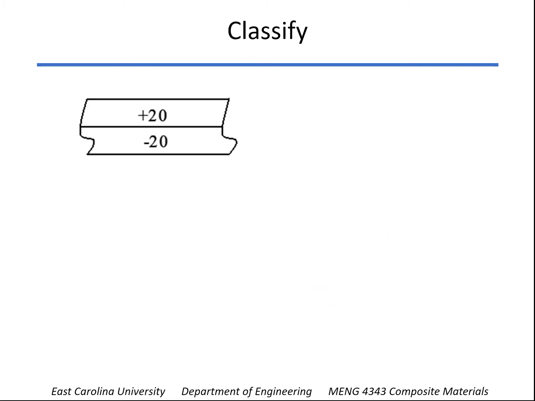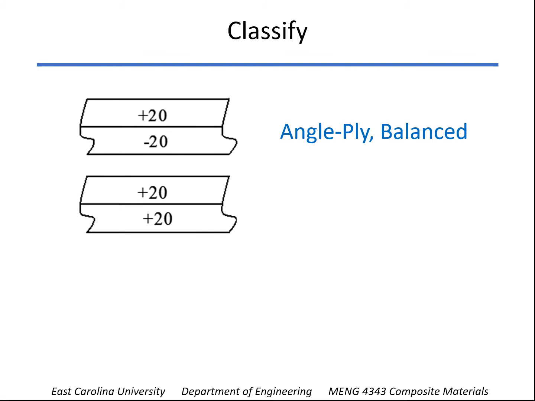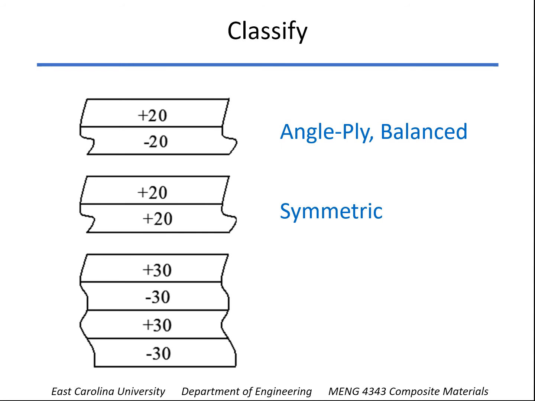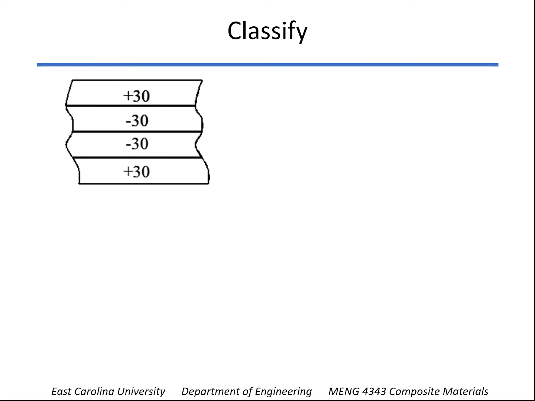So let's look at a couple of those. Here's a plus 20 and a minus 20. Well, that's an angle ply. It's also balanced, but it's not symmetric. This one with the two plus 20s is going to be symmetric. And so here we have 4 layers, and again, it's going to be balanced. You have a minus 30 for every plus 30, and it would be called an angle ply, but you notice it's not symmetric. There's a plus 30 on the top, there's a minus 30 on the bottom. If you rearrange those, so the plus 30s are on the outer edges and the minus 30s are toward the middle, that is not only balanced and angle ply, but that is a symmetric laminate.